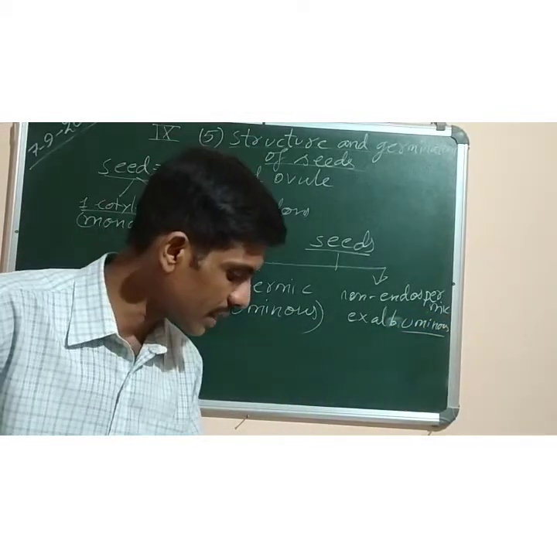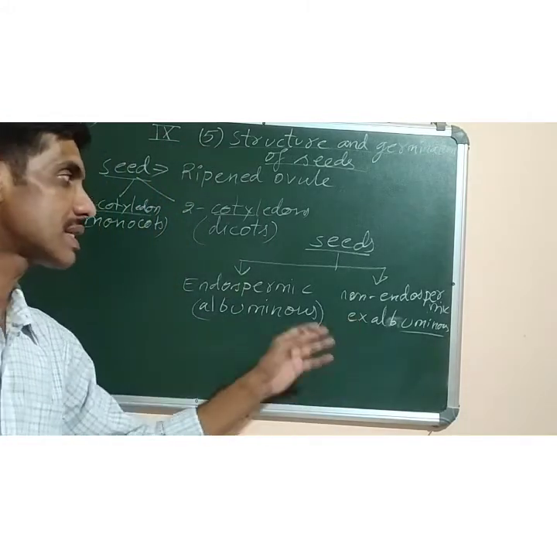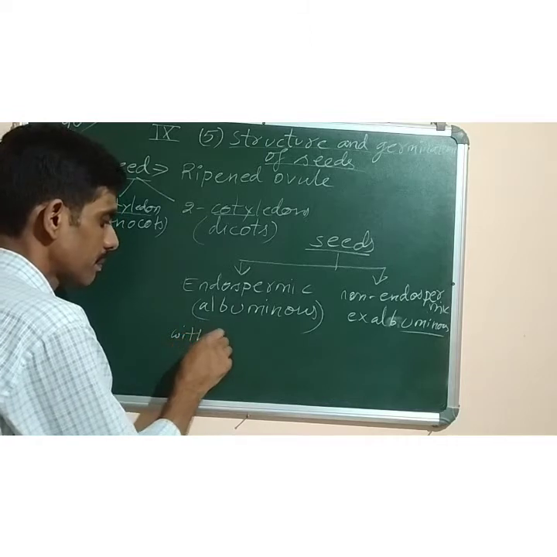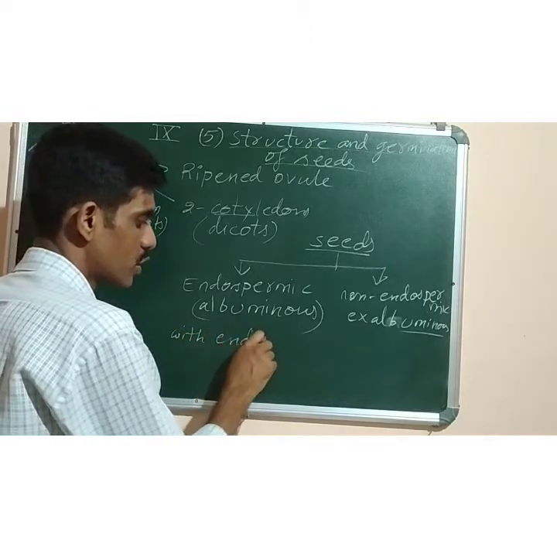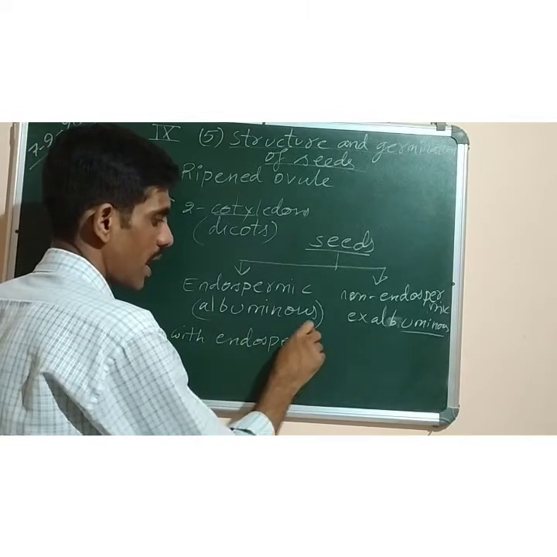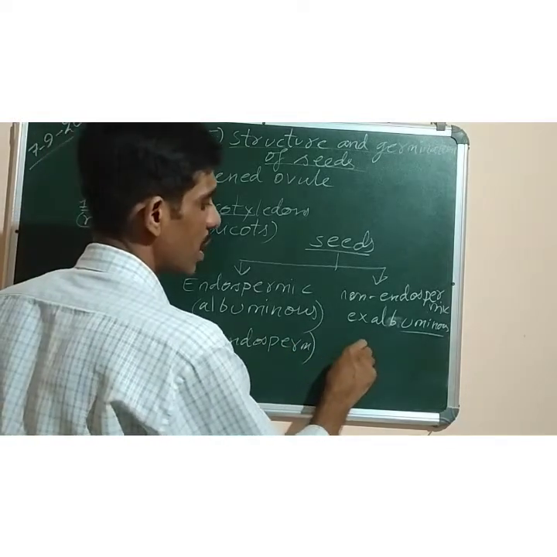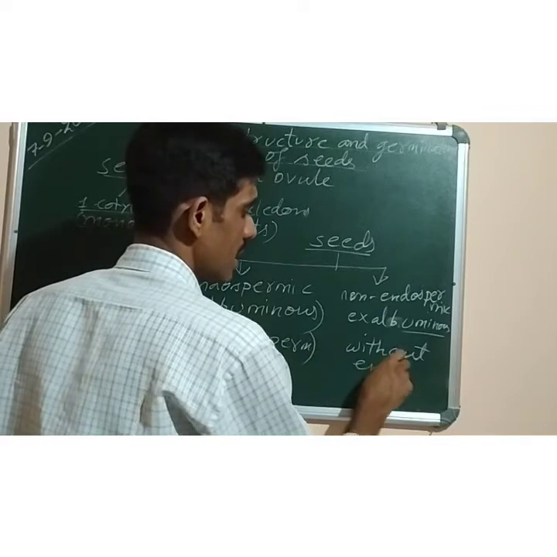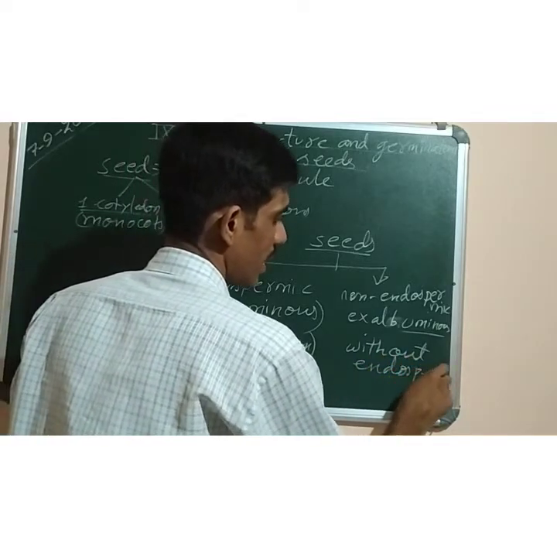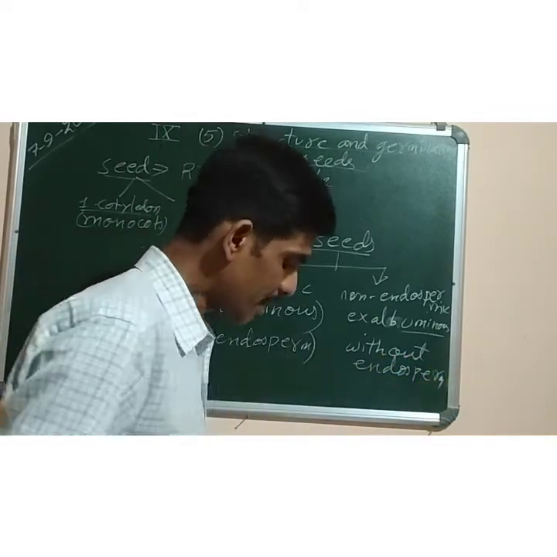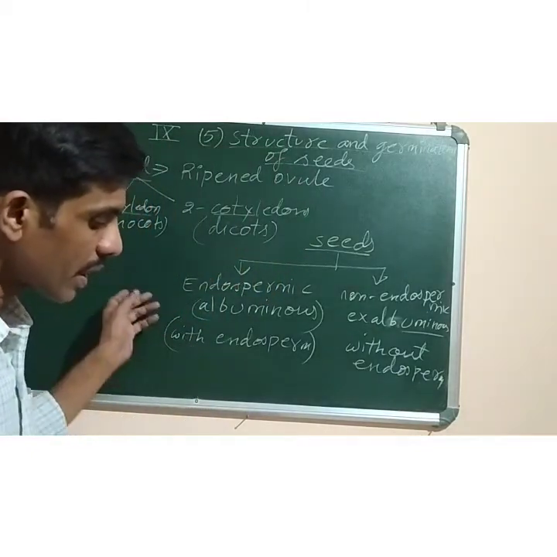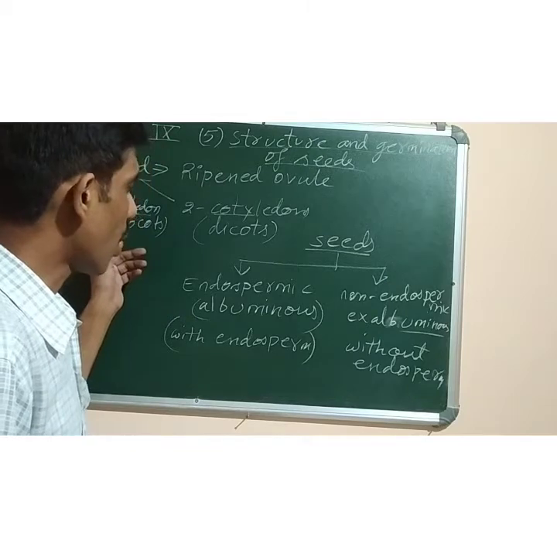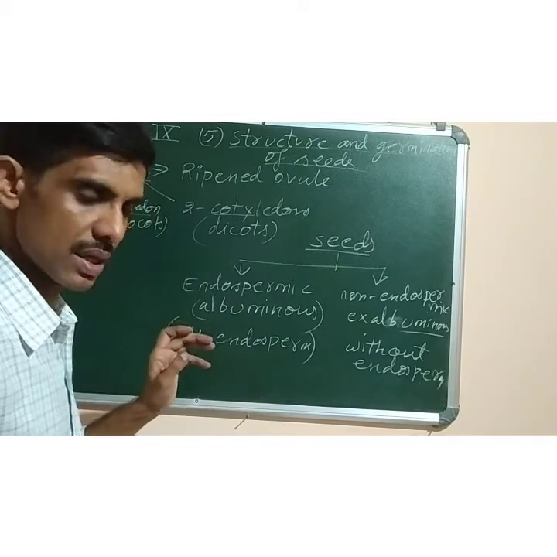So what are ex-albuminous seeds? Seeds without endosperm. This is with endosperm, the seeds with endosperm, whereas these are the seeds without endosperm present in them. That's why they are called non-endospermic or ex-albuminous. Both monocot and dicot seeds can be albuminous or ex-albuminous.